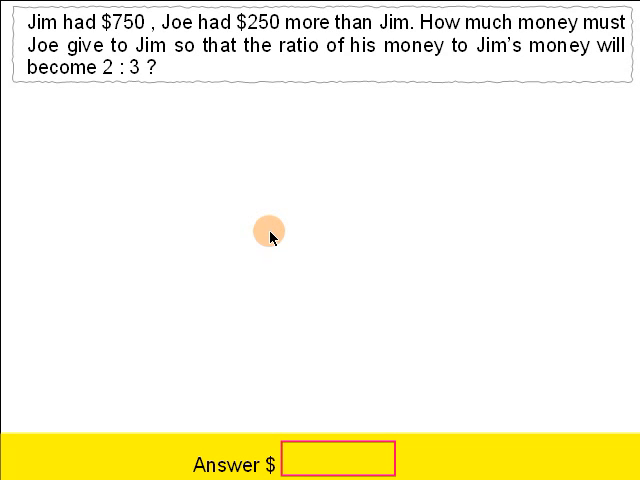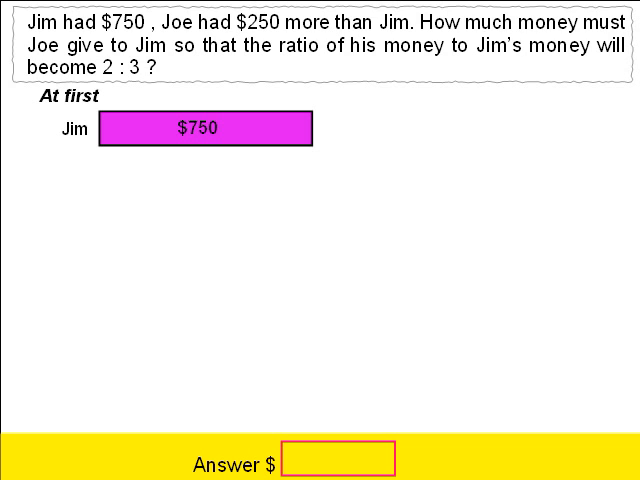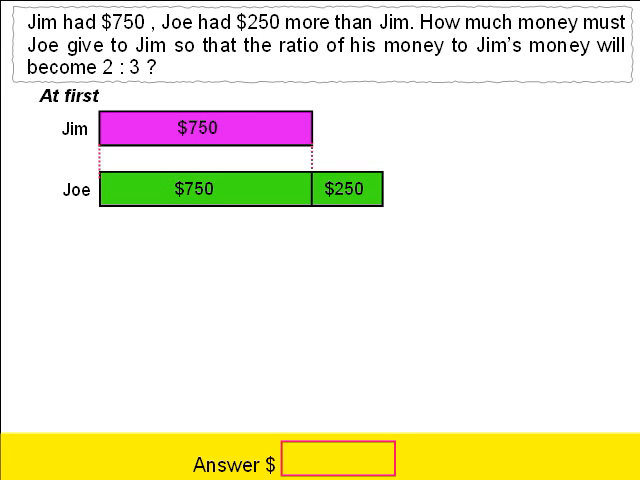The question says that Jim had $750, Joe had $250 more than Jim. How much money must Joe give to Jim so that the ratio of his money to Jim's money will become 2:3? Alright, firstly, Jim had $750 and then Joe had $250 more, so it's $750 plus $250.